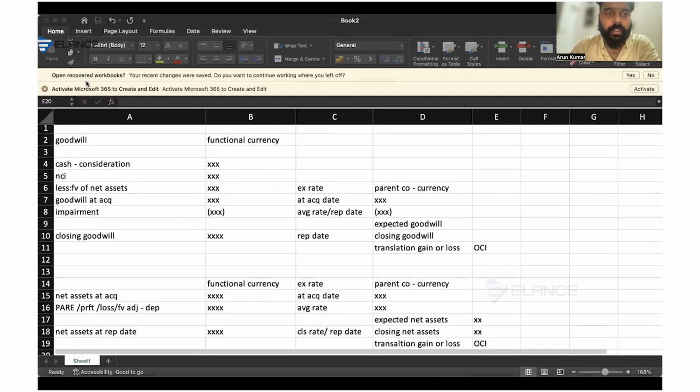Okay, so we'll do one question. Just take out your question from March 2020. That's where ACCA tested the foreign subsidiary itself. So we'll discuss that question. Take out your kit.